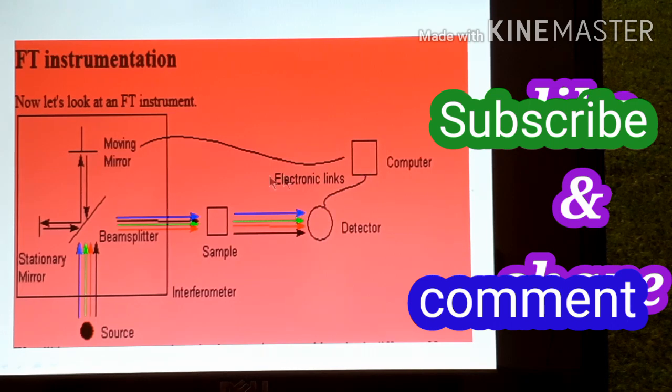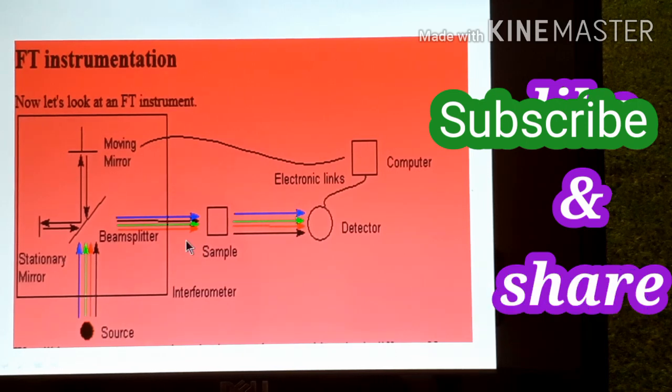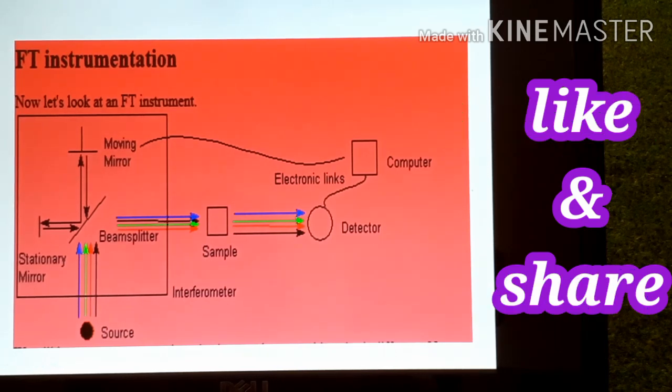Here you see a moving mirror which is directly connected to the computer. Some of the radiations, as a reference, move from the moving mirror towards the computer, so as to compare these two radiations and see which radiations are absent in the modulated interferogram, so as to construct the spectra. So this is the working principle of the FTIR, where the spectra is constructed.